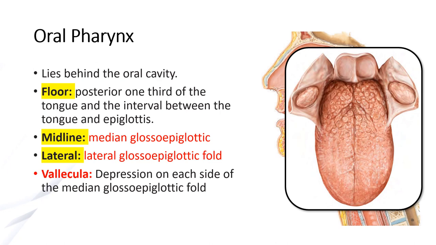We have the tonsils on the lateral sides, bilaterally. At the midline, we have this structure represented by the green arrow. This is called the median glossoepiglottic fold. If you follow the name, glosso is the tongue, and then epiglottis. You also have the lateral glossoepiglottic fold. And you also have the vallecula. The vallecula is this region right here. It's a depression on each side of the median glossoepiglottic fold.